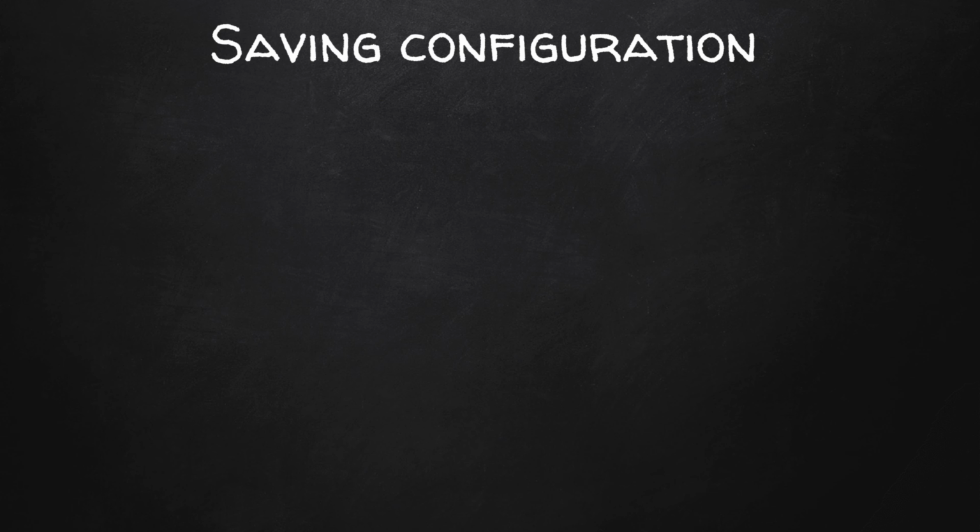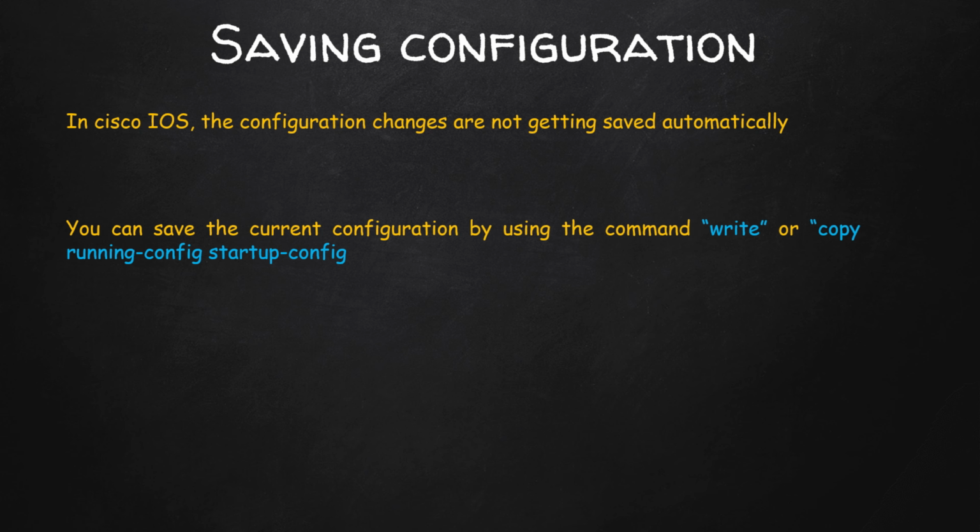Next Cisco iOS tip is saving configuration. What is the meaning of saving configuration? In Cisco iOS, the configuration changes are not saved automatically. That means when you complete a configuration, when you make any changes in the existing configuration, those changes don't save automatically. You have to manually save it. So you can save the current configuration by using the command write or copy running-config startup-config. We can use both commands here. Both do the same functionality.